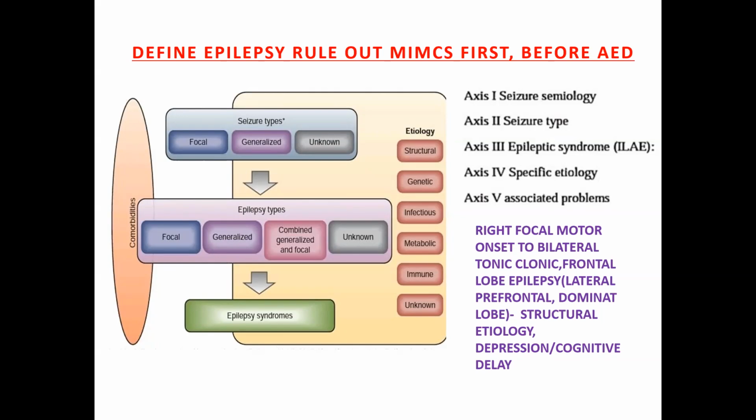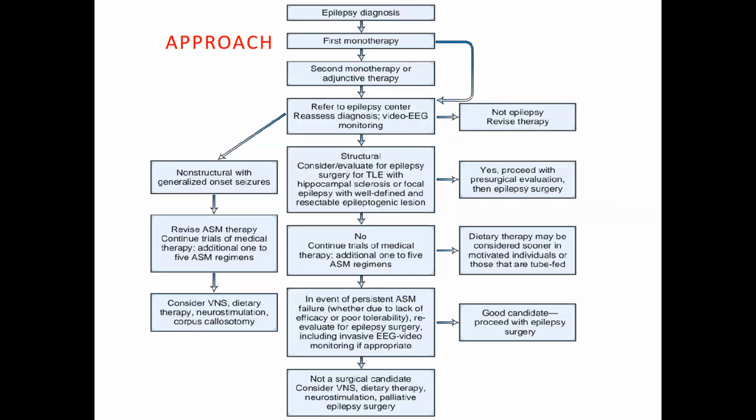Whenever you are defining the seizure, you should know what type of seizure the patient is having, what is the cause for the seizures, and which epileptic syndrome it comes under. Depending on that only can you select the anti-epileptic drug. So you should make sure that the patient is having seizures or epilepsy, and the type of epilepsy should be defined before you start the anti-epileptic drug. Okay, next.